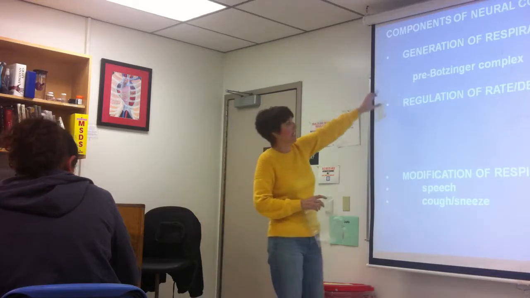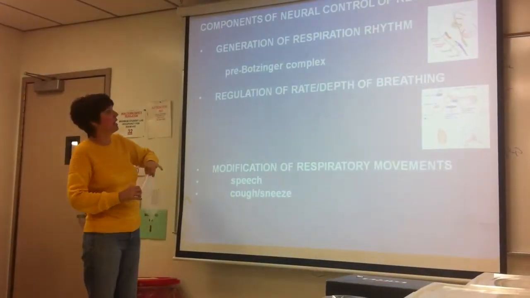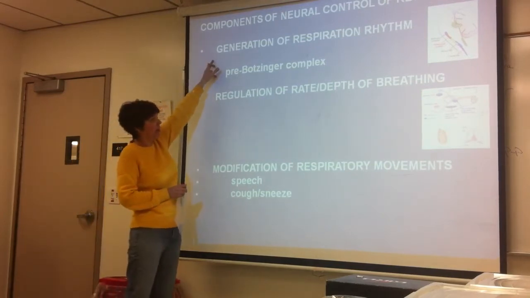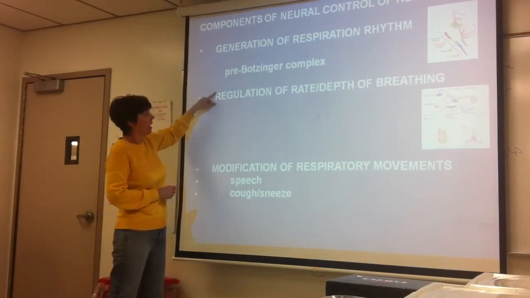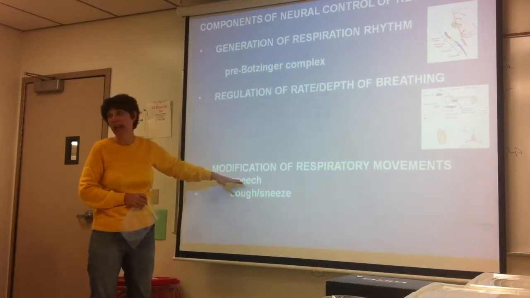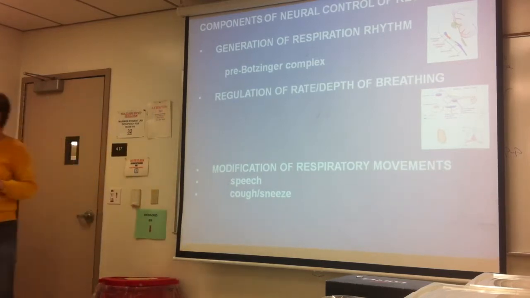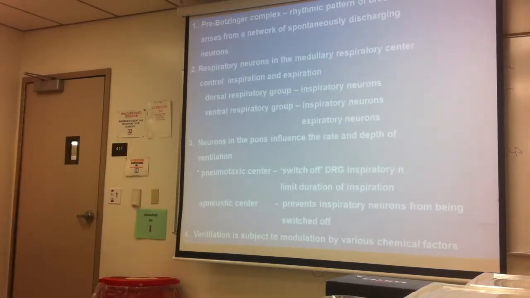So these are the three things that are involved in the control of respiration: the generation of our pattern, or just a general pattern, the regulation of the rate and depth, and then modifying that because of voluntary or emotional changes in the body. Okay, so now let's come to this.